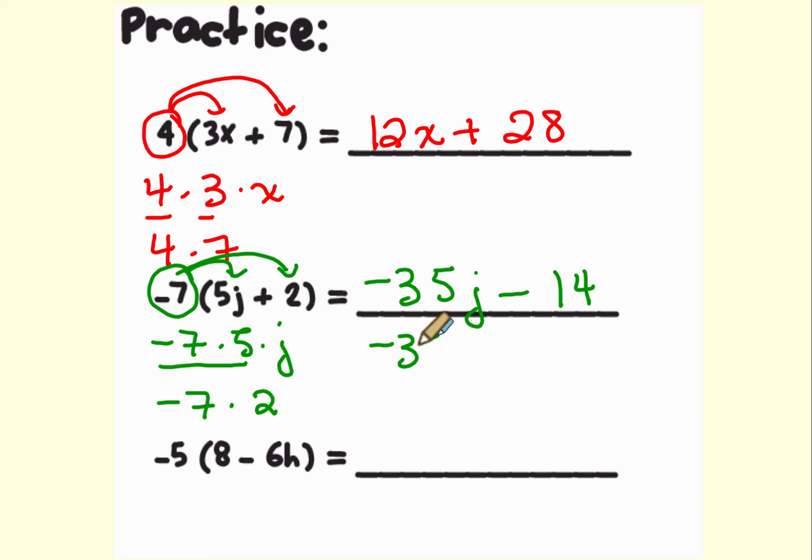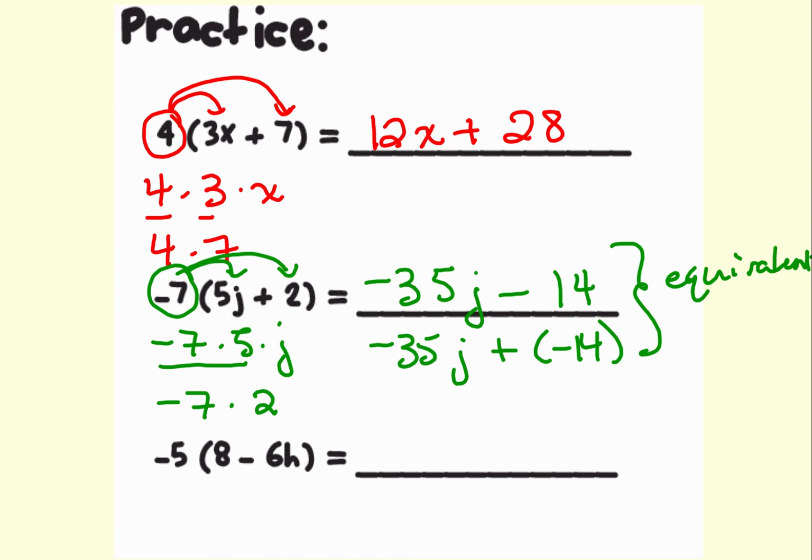I also could write it as negative 35j plus negative 14, but we know from the definition of subtraction, it means to add the opposite. So these are equivalent expressions. We only need to come up with one.